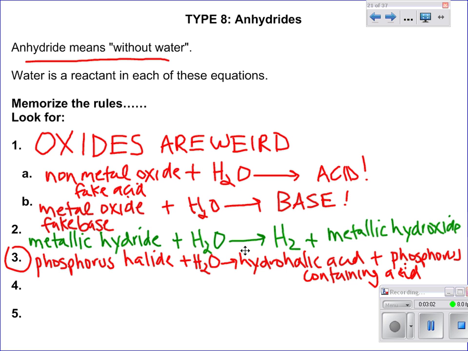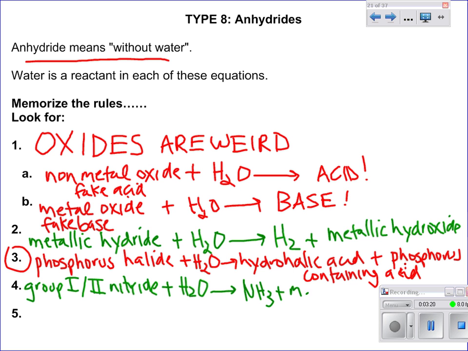Rule number 4, it's kind of new. A group 1 or a group 2 nitride added to water is going to give you ammonia plus a metal hydroxide.